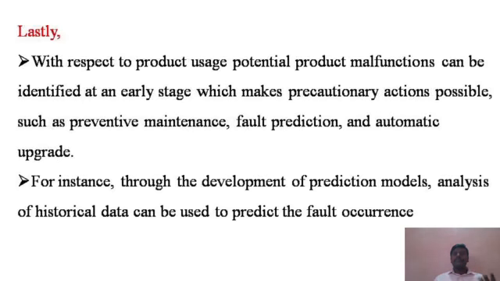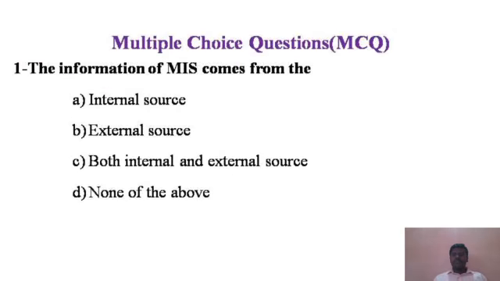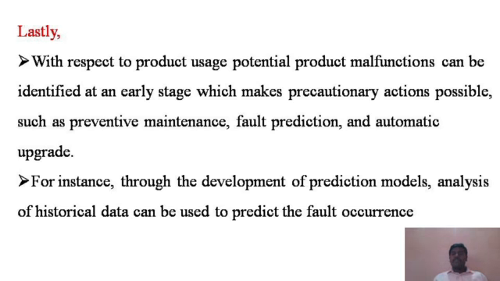Lastly, with respect to product usage, potential product malfunctions can be identified at early stages, which makes precautionary actions possible, such as preventive maintenance, fault prediction, and automatic operation, with the usage of the information provided by the MIS. For instance, through the development of prediction models, analysis of historical data can be used to predict fault occurrences in future cases. So these are a few important applications.